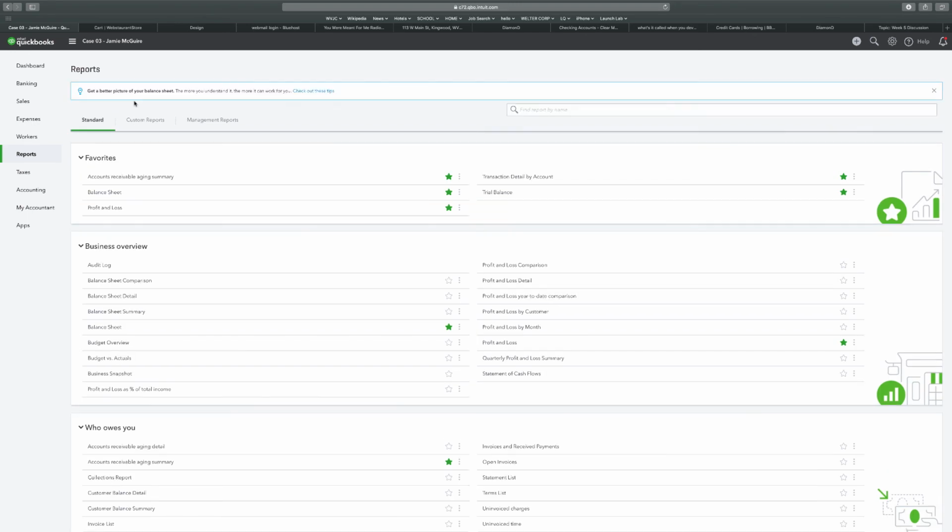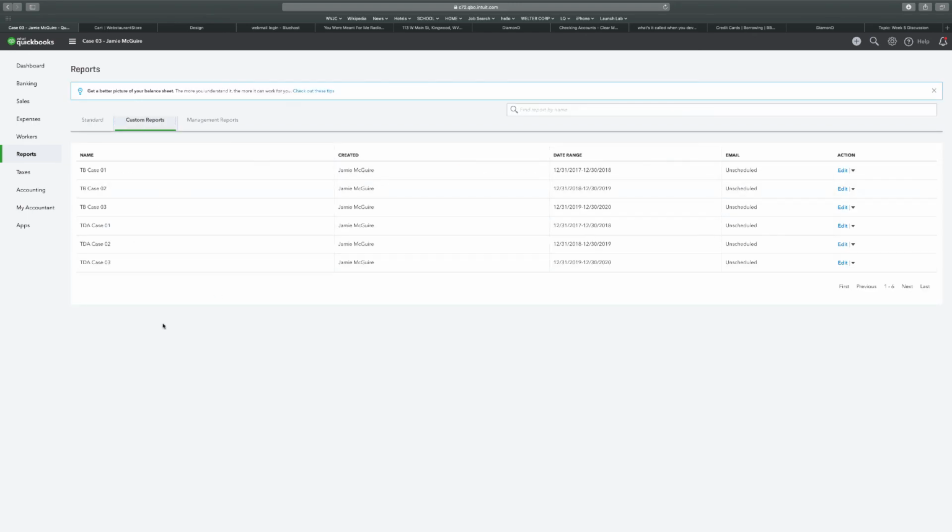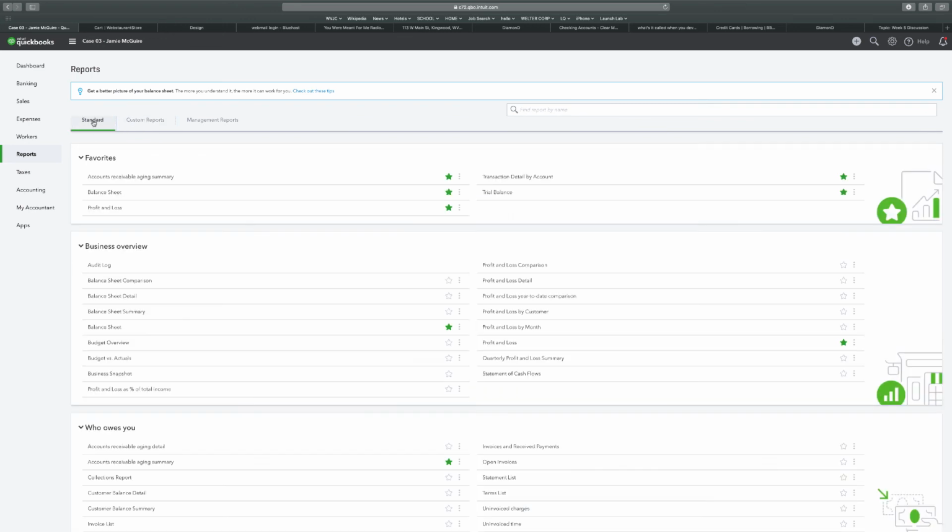custom reports, which are right here. And these are the custom reports that I did in the beginning of the course for each of the cases, so that I didn't have to go through and click on all the numbers each time. All right, so that's the profit and loss. Let's see what other reports I want you to look at.